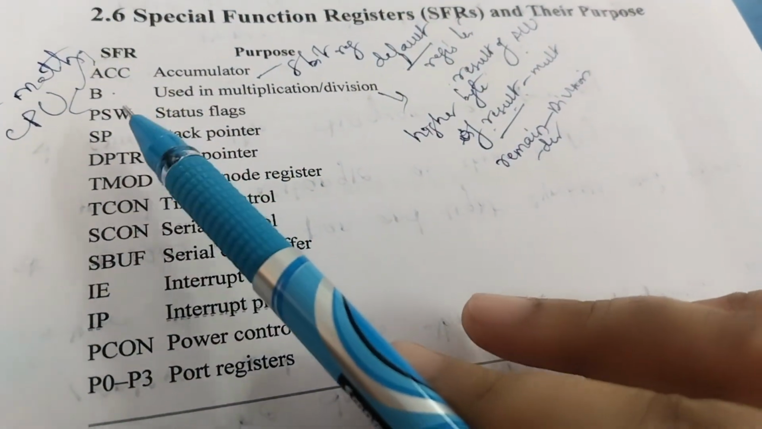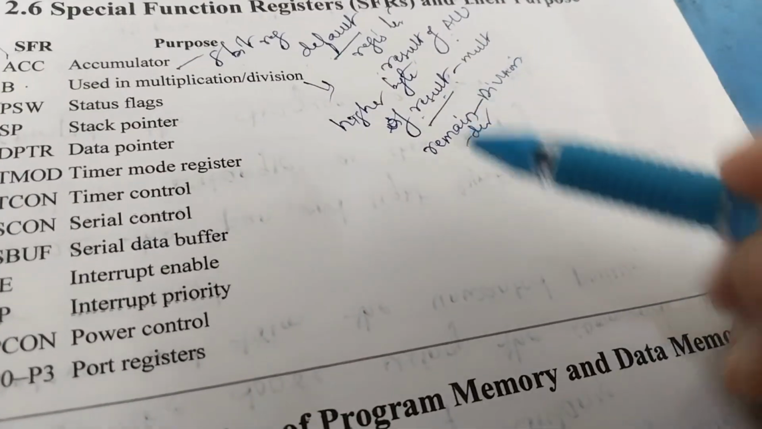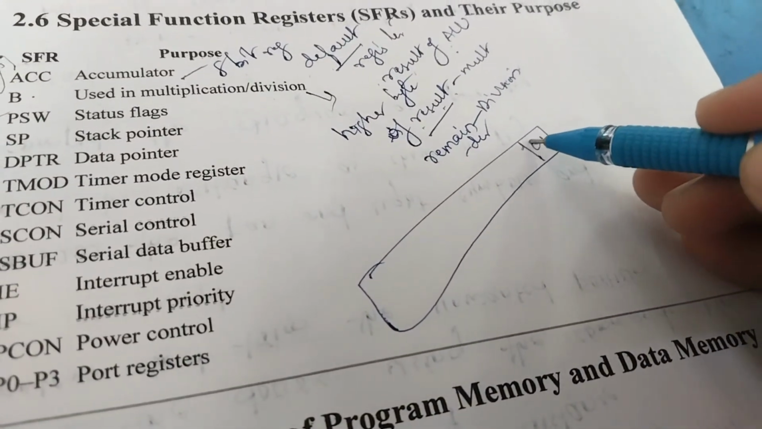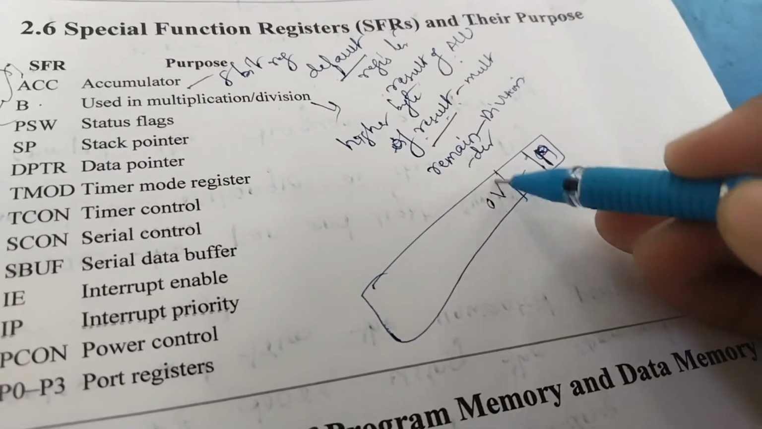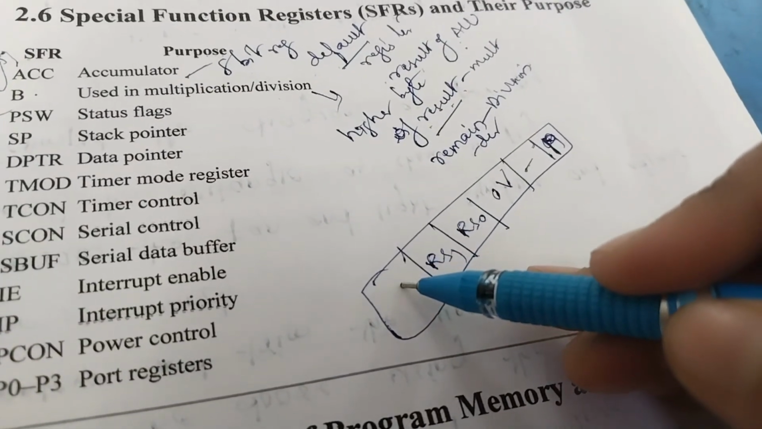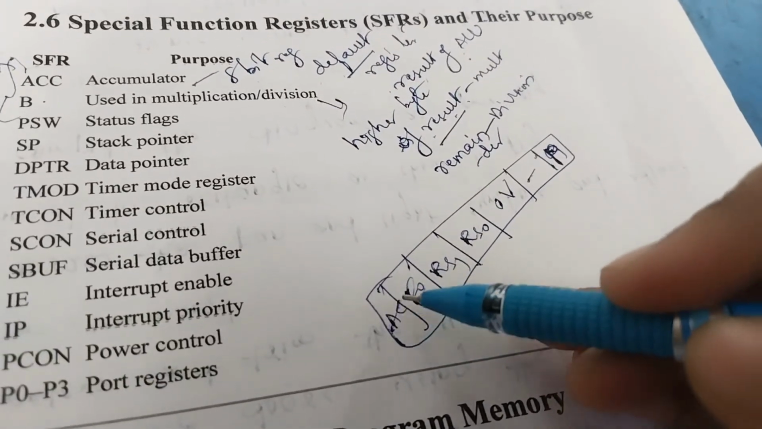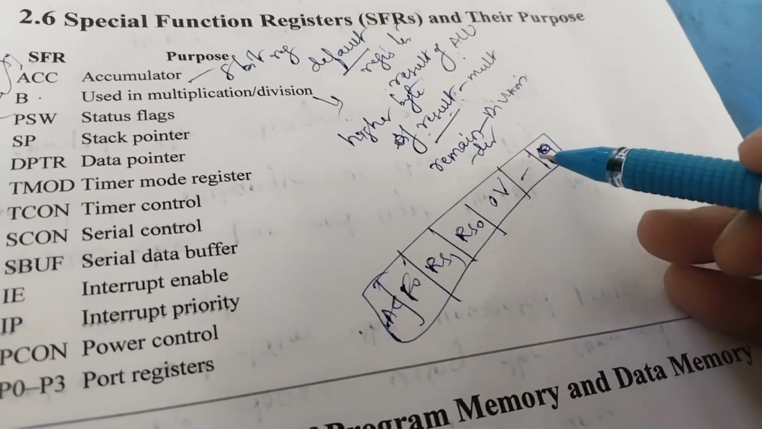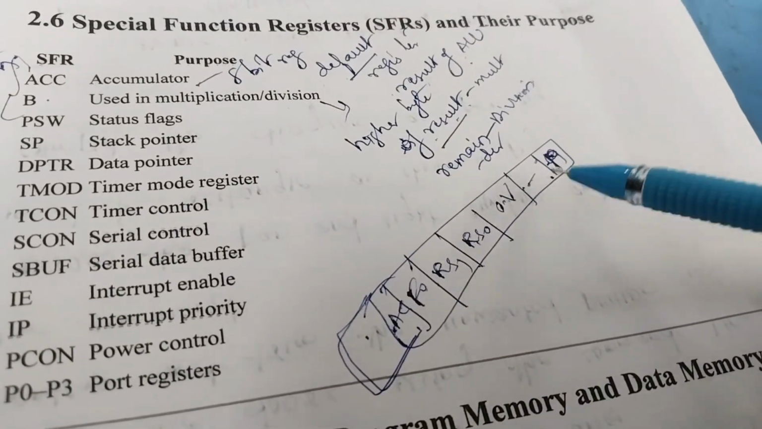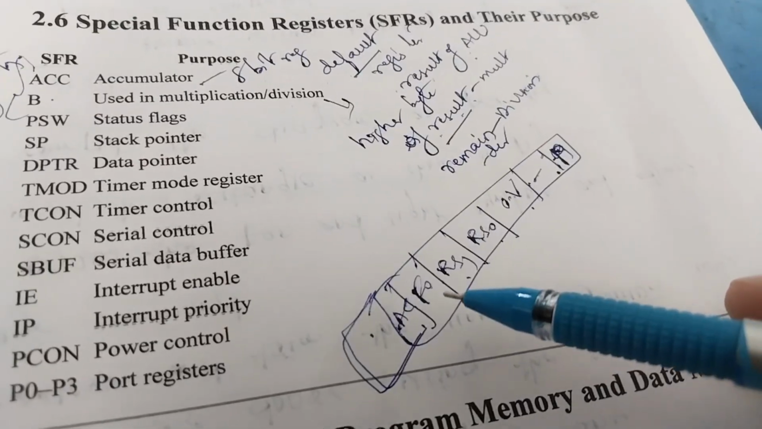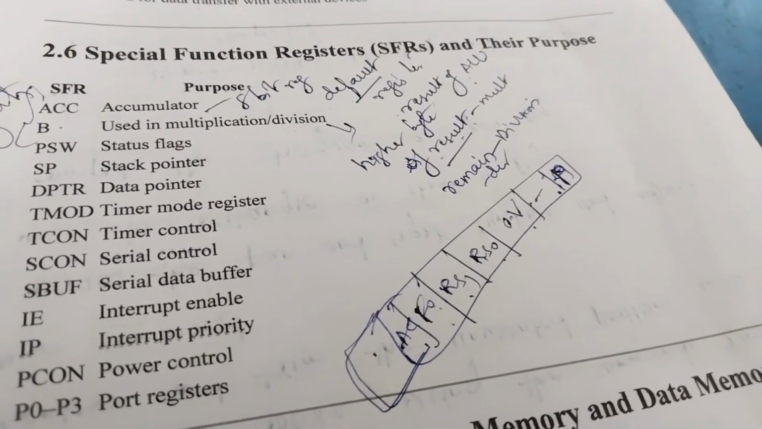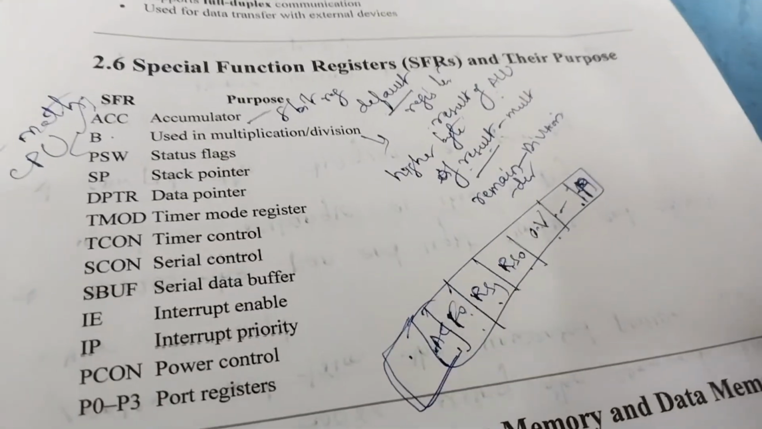So next we have PSW, program status word. This is the status flag register. It is a 8-bit register, in which the first bit we have the carry bit, carry flag bit, and next there is parity bit. Next undefined. Next we have overflow flag. Next we have register select 0, RS0, RS1. Next we have user defined F0, and auxiliary carry and carry bit. So these are the total PSW status registers.